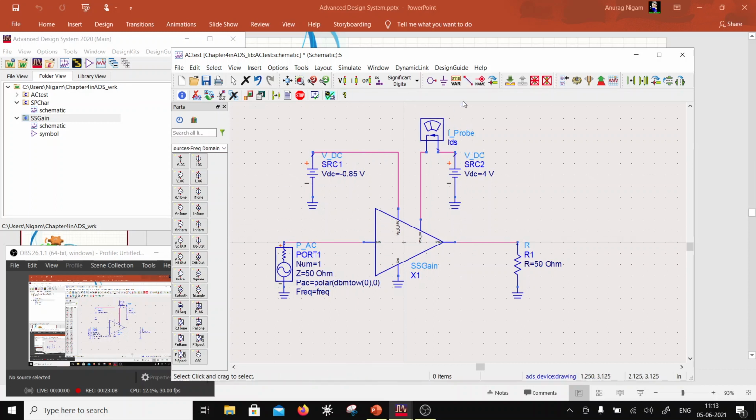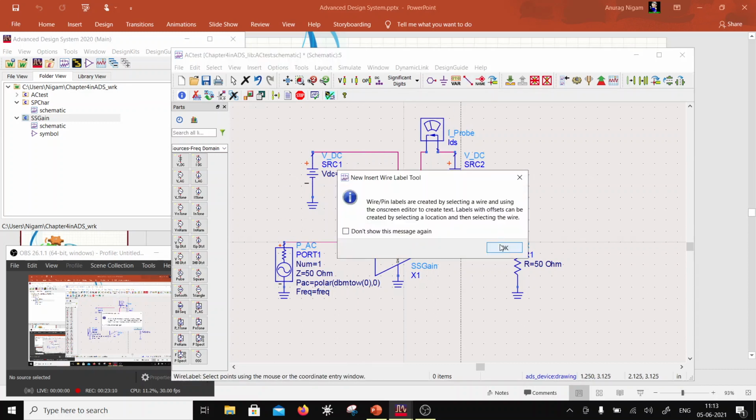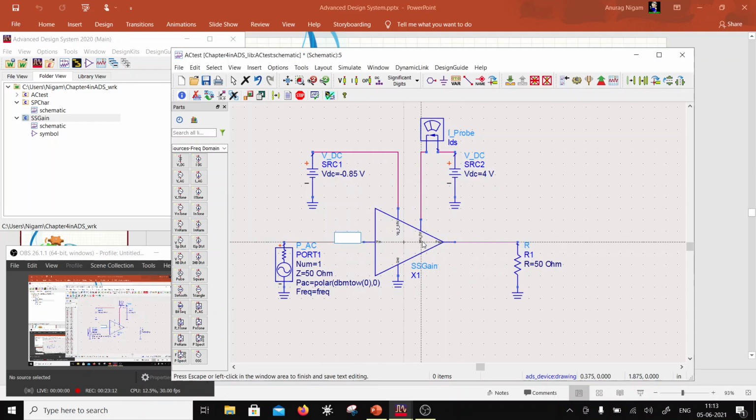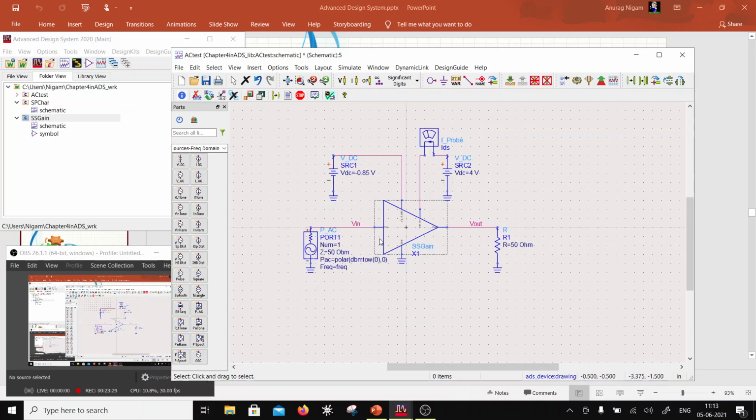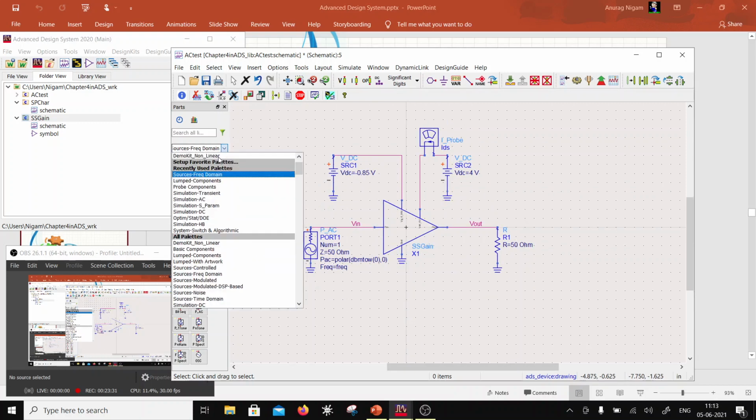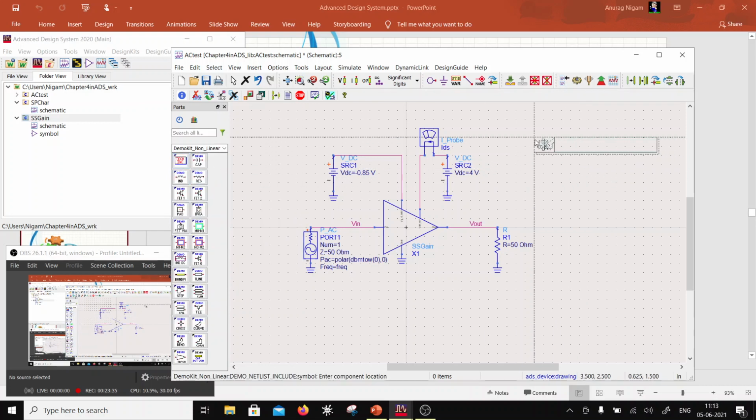Okay, and then I can name the nodes. So this is going to be my V in node, and this is going to be my V out node. Now that I have done this, I have biased it, terminated it, named the nodes. All I need is an include file now. So I will include the include file over here.